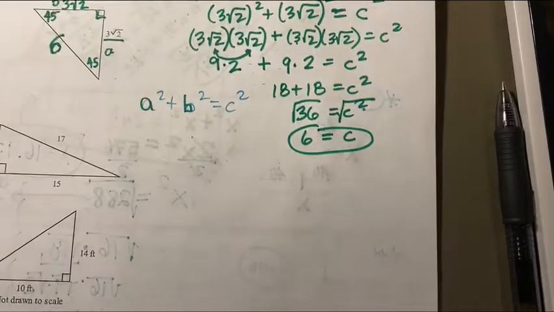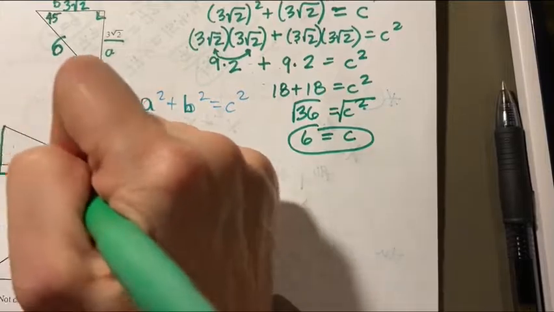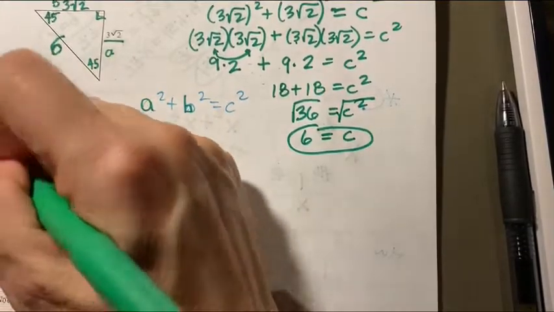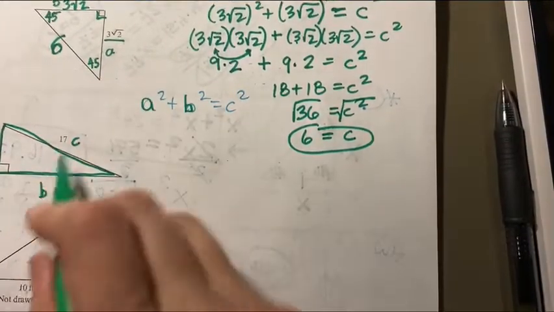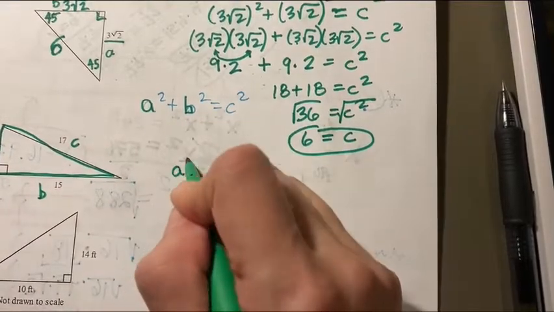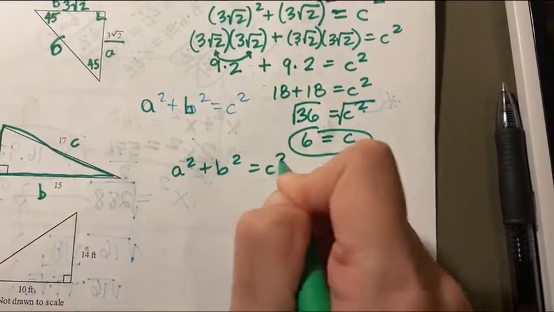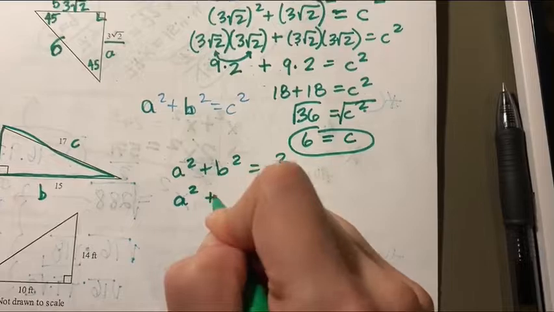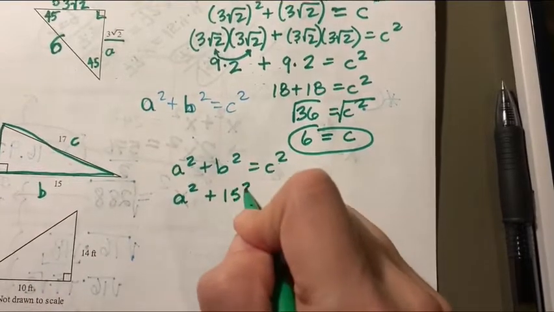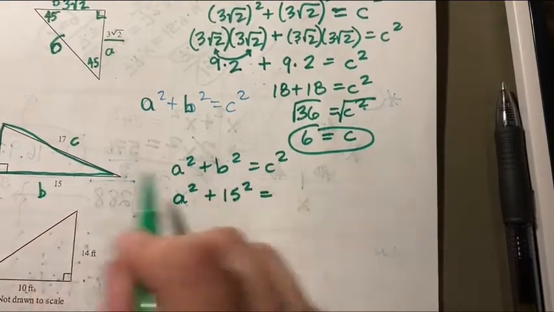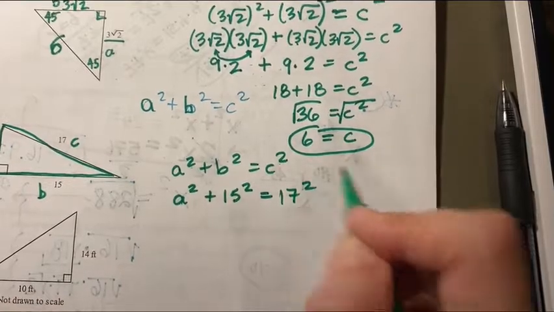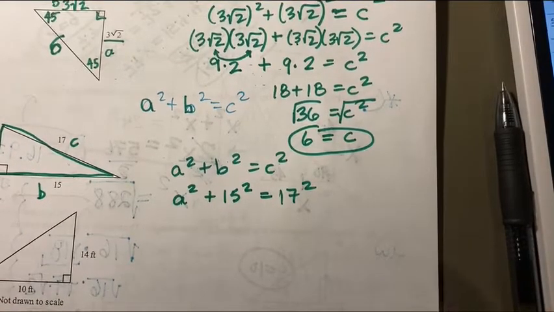Two more. Okay, so we can call the sides A, B, and C, ordering the sides least to greatest. Let's solve for A. So A squared plus B squared is C squared. A squared we don't know. B is 15, so B squared is 15 squared, and then 17 squared. I think this is a special one too.